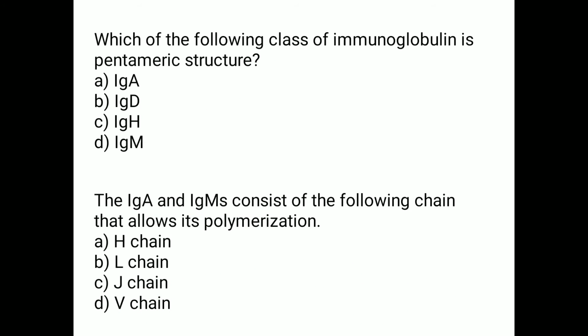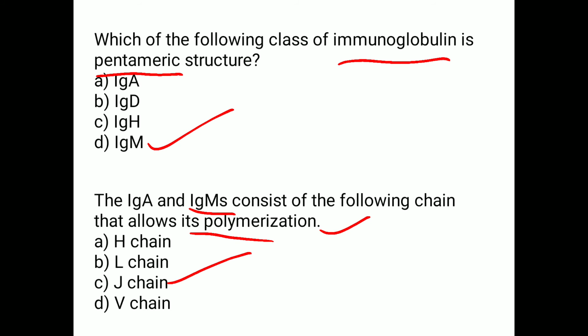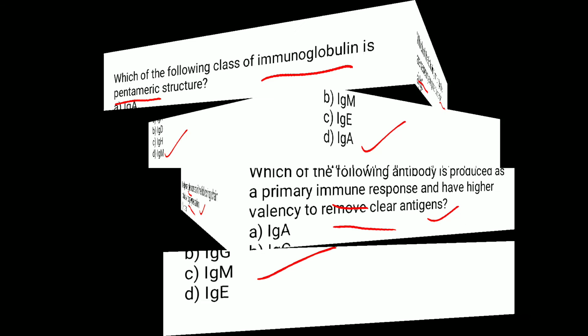Let's solve some questions on types of antibody. Which of the following classes of immunoglobulin is pentameric? That is IgM. And IgM contains the chain that allows its polymerization. Which chain does it contain? It contains the J chain. So option C is the right answer.